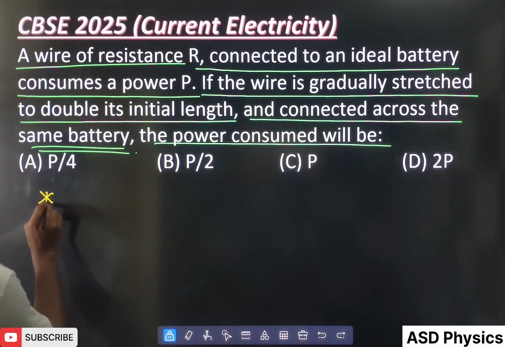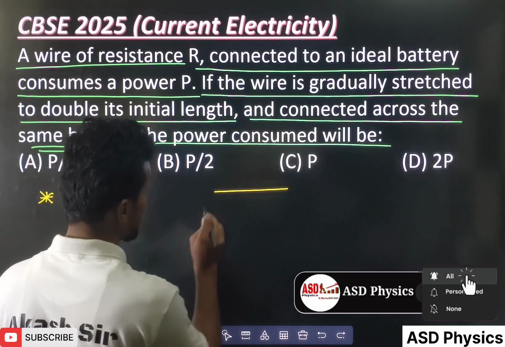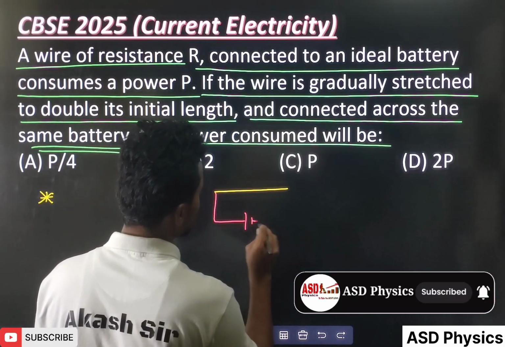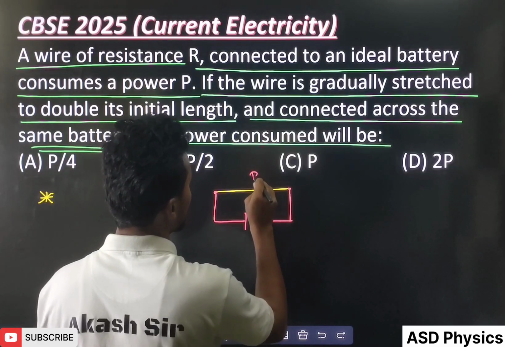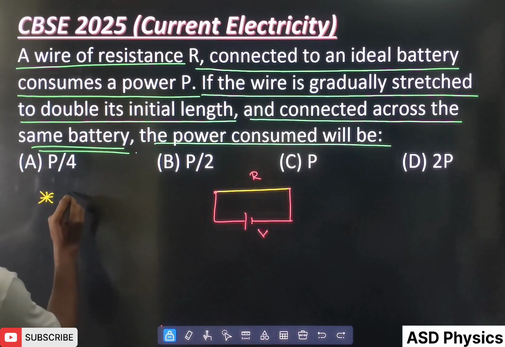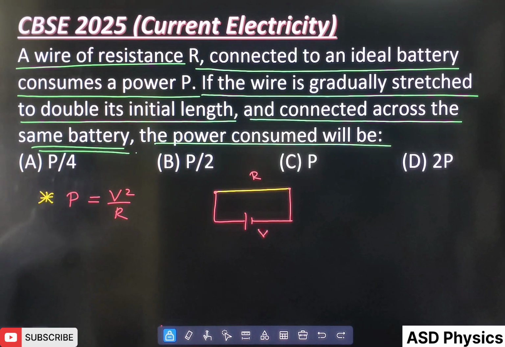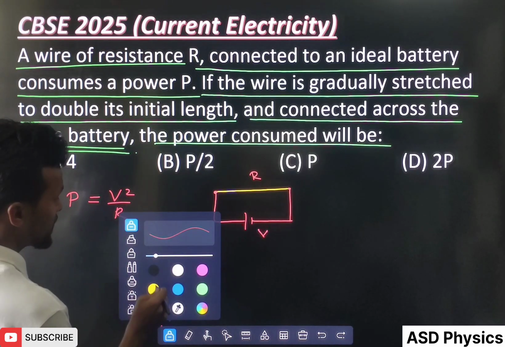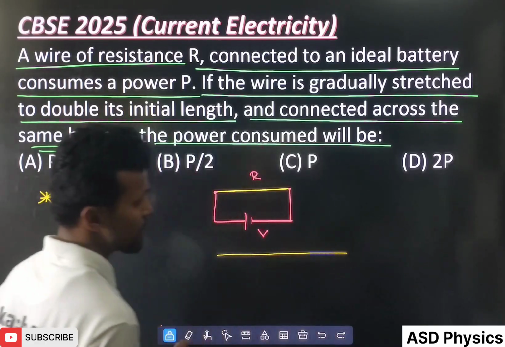So students, first thing, remember, let's take this is the wire. And this is connected across the battery V. This is the wire here, and the resistance of the wire is R. So you can see very well the power consumption will be P equal to V square by R. After that, let's take this wire is elongated, double its length.